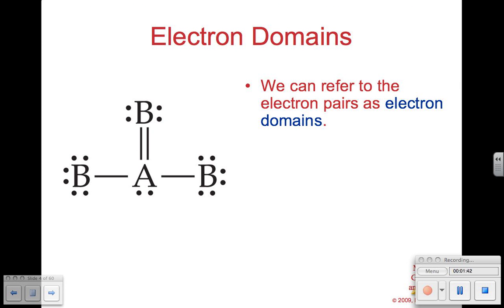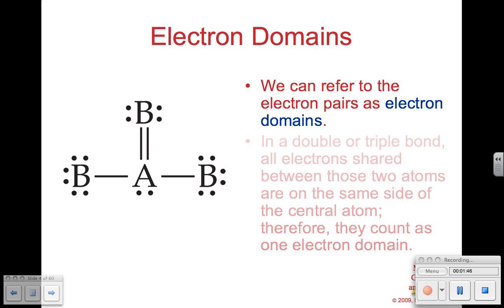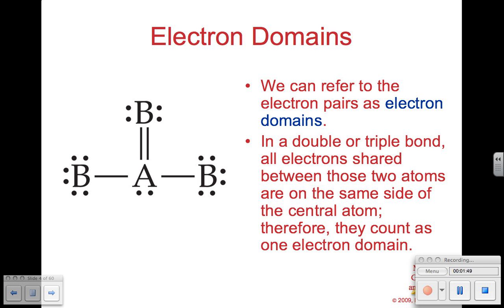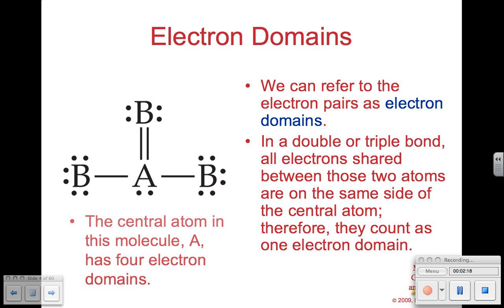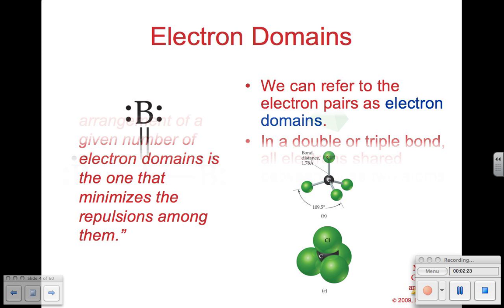We can refer to the electron pairs as electron domains. So when we look at electron domains, we've got lone pairs, or non-bonding pairs, and then a double or triple bond, where all the electrons are shared between two atoms and therefore behave as one electron domain when we're talking about that central atom. Looking at this central atom here, the letter A, it has three shared bonding pairs and one unshared pair on that central atom, so it has a total of 4 domains, 3 shared and 1 unshared.